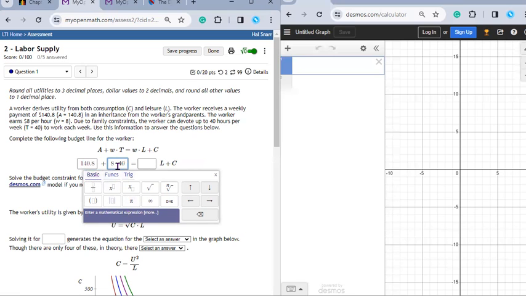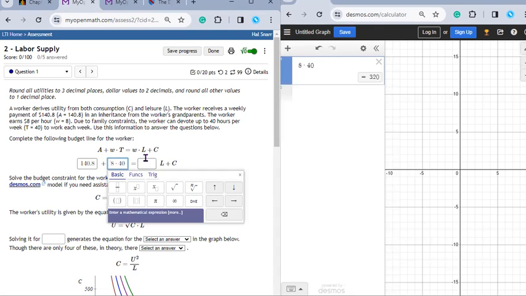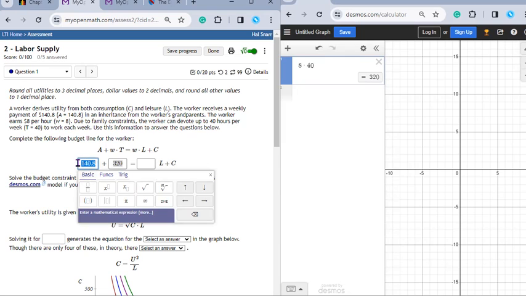Now, instead of writing 8 times 40 in this box, I'm going to come over here to Desmos and write 8 times 40. And it ends up being 320. So this is the value of that person's time, and this is the allowance.